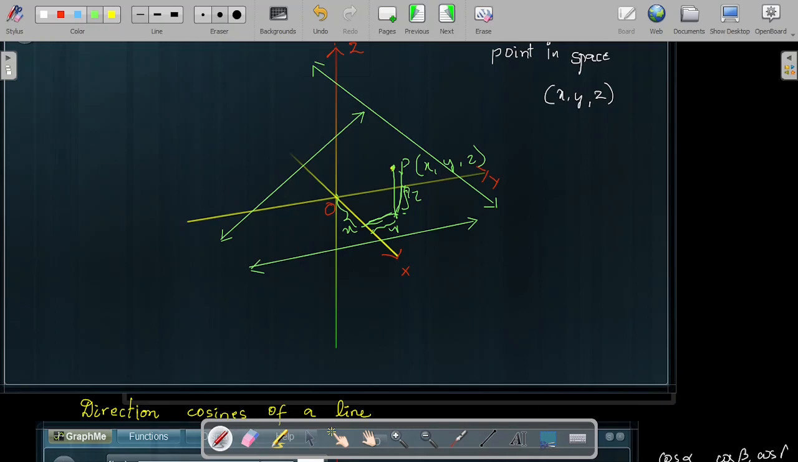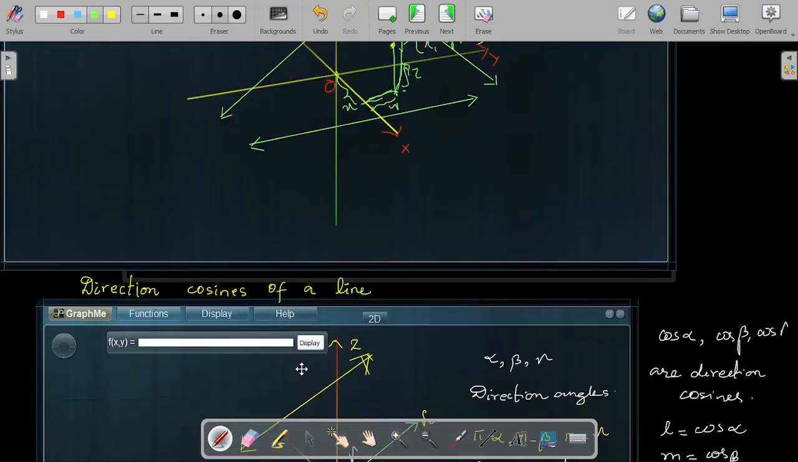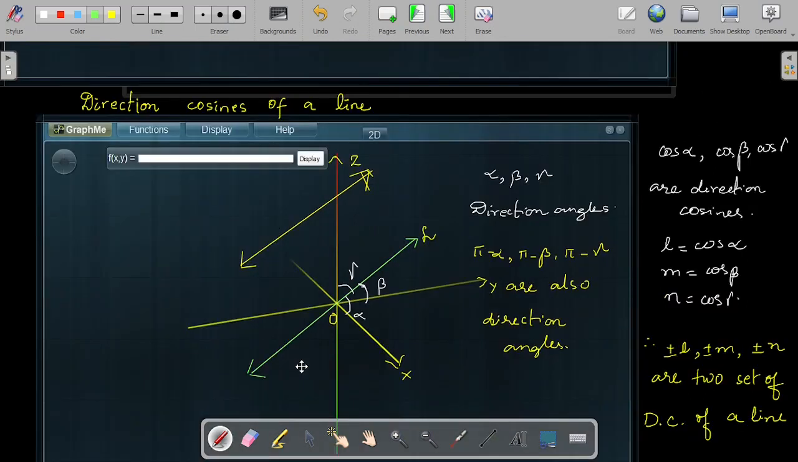So why do we need to find direction cosines of a line? Because we need to find out the direction of the line in space with respect to the coordinate axes. The frame of reference here is the three-dimensional frame of reference, which has the x-axis, y-axis, and z-axis. Now consider any line in space. To find its direction cosines, first we need direction angles. Direction angles are nothing but the angles made by the line with respect to the positive direction of the x-axis, y-axis, and z-axis.